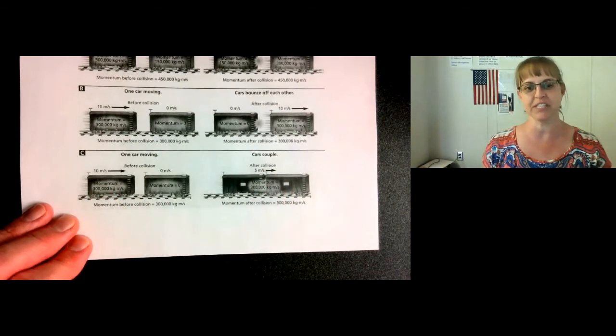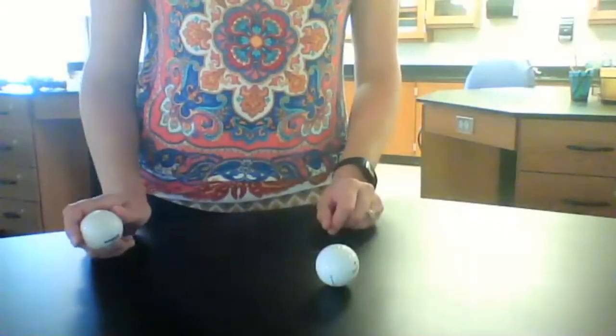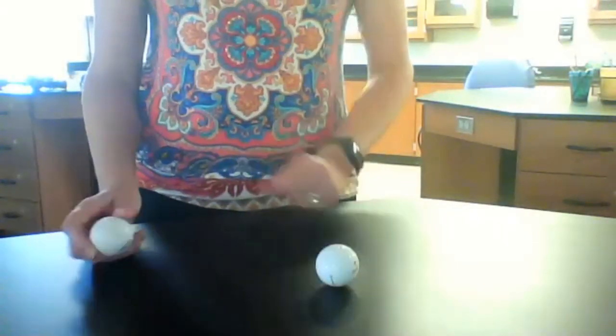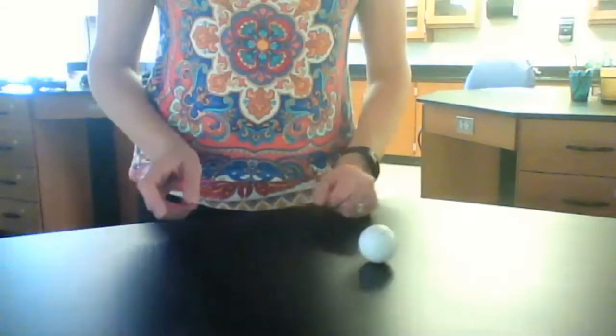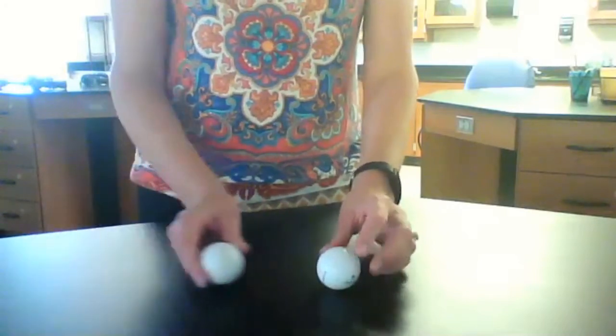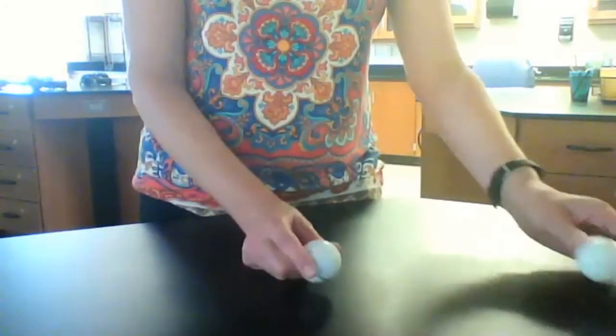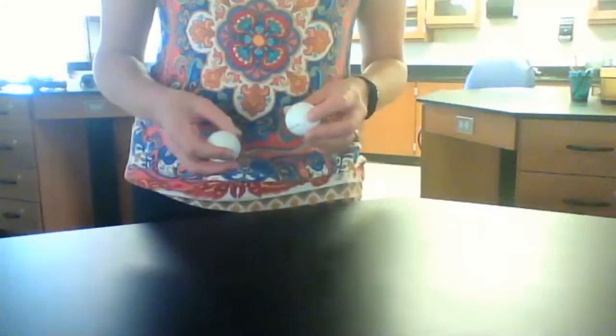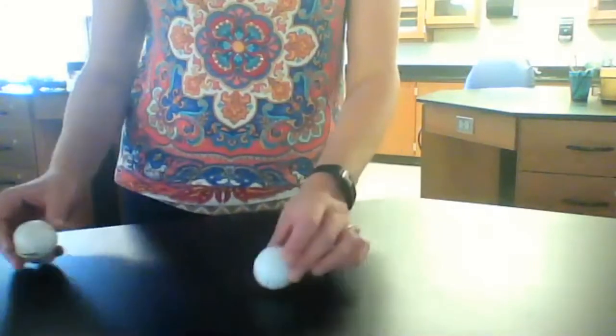Let me show you this with some golf balls. If you have some golf balls, you might want to try this at home. Have one sit still and hit the other with the first one. You'll notice that the momentum was transferred from one to the other. Mostly, it wasn't perfect, but it was still a good illustration.